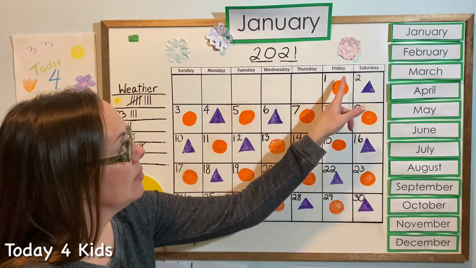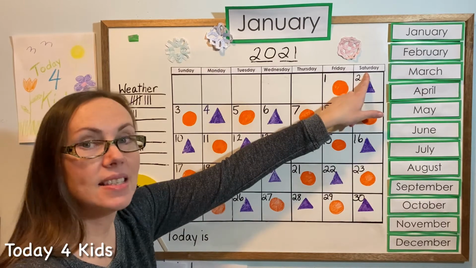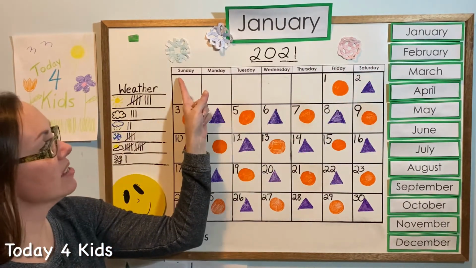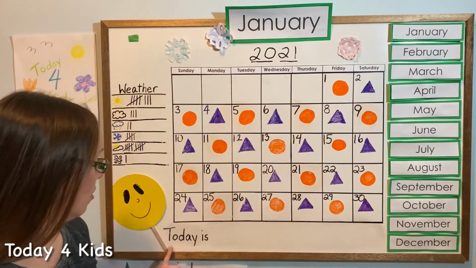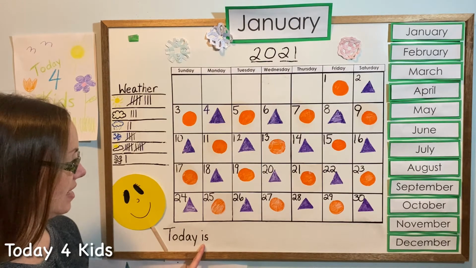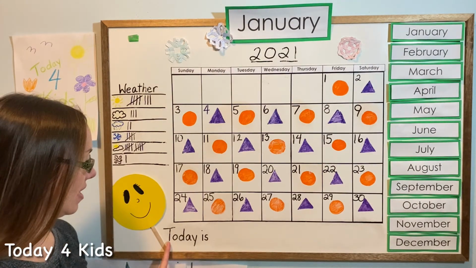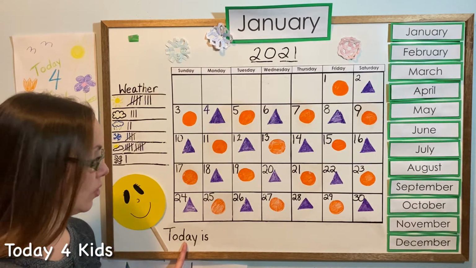So yesterday was Friday, and today is Saturday. Tomorrow we go back to the beginning and it will be Sunday. But today is Saturday. So let's put that into our sentence. So today is, those are our first two words of our sentence, and today is capitalized because it is the first word in our sentence. We always capitalize the first word in our sentence.